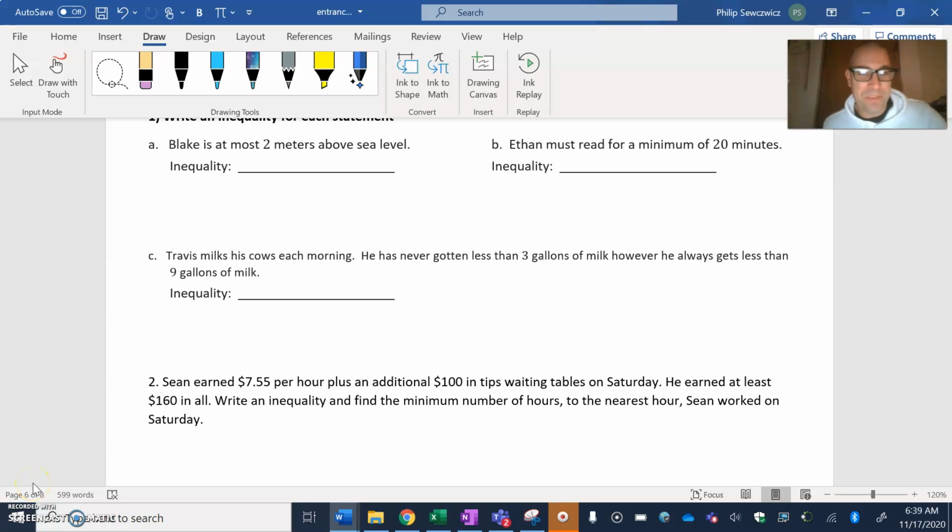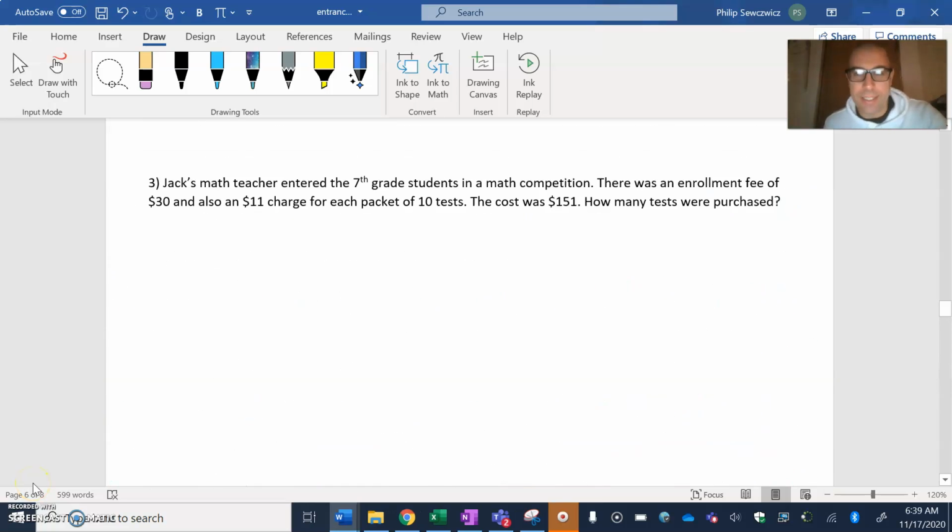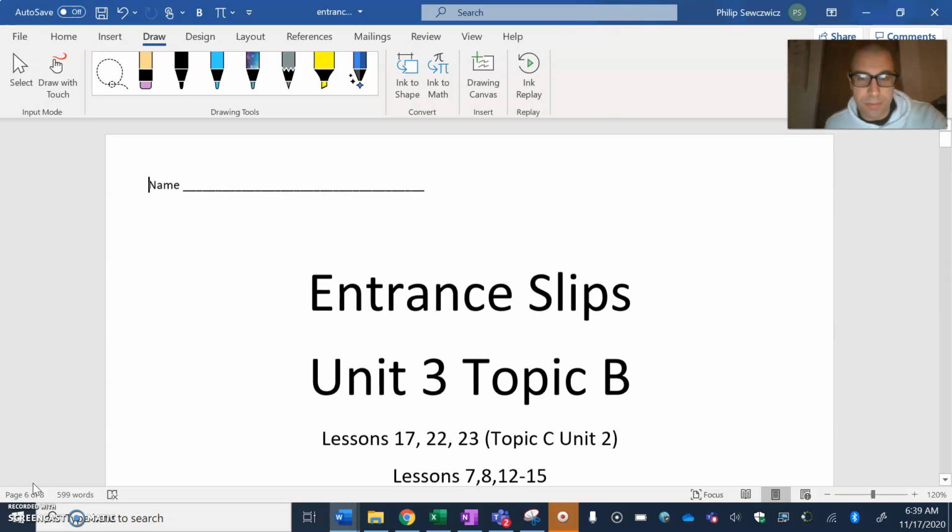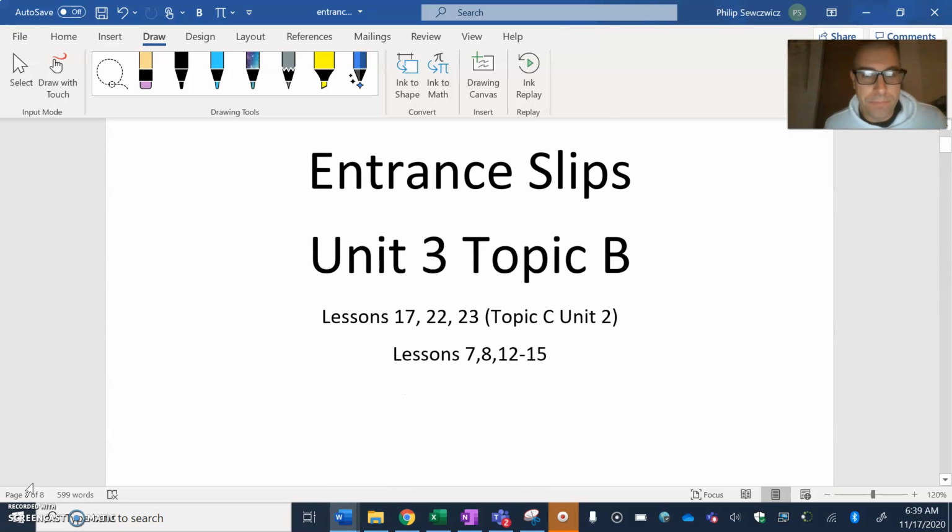Guys, how we doing? All right, so today, get the first page here. We're in our entrance slips. We're still writing and solving, not equations anymore. We're going to be using the same techniques to write your equations, but we're actually writing our inequality.